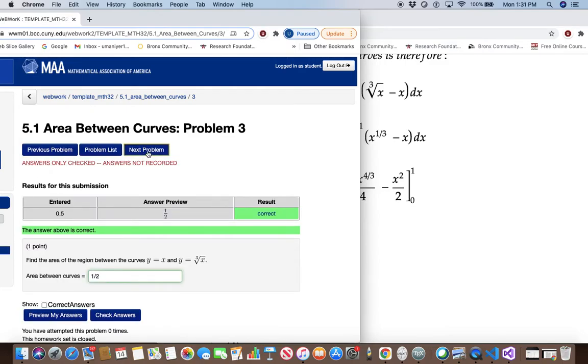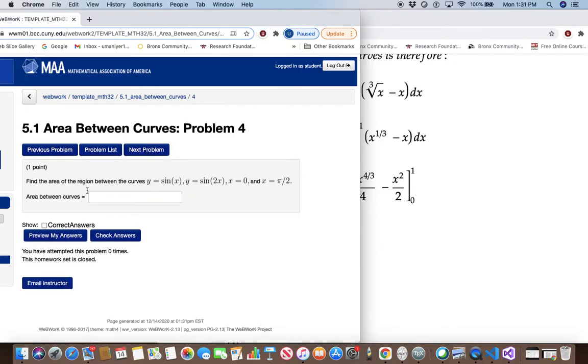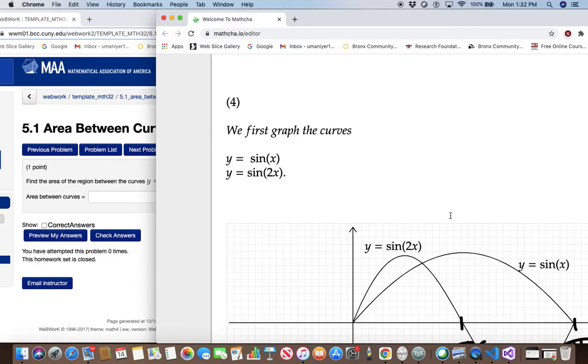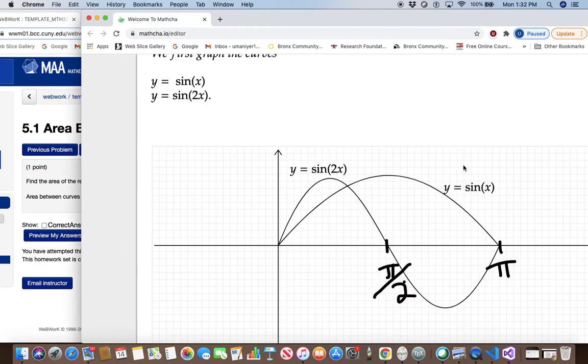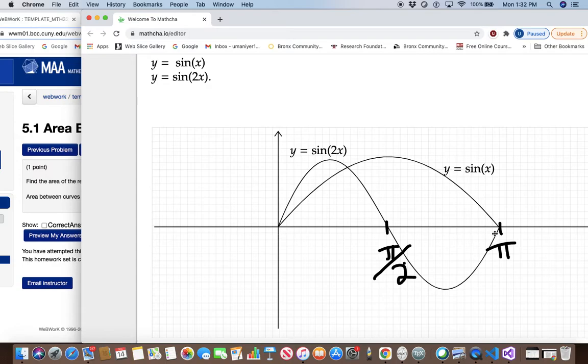All right. Next problem. Likewise, find the area of the region between the curves y equals sine x and y equals sine 2x over x equals 0 to pi over 2. Again, we need graphs. Y equals sine x, y equals sine 2x. From 0 to pi, sine x looks like this, and sine 2x goes through an entire cycle.